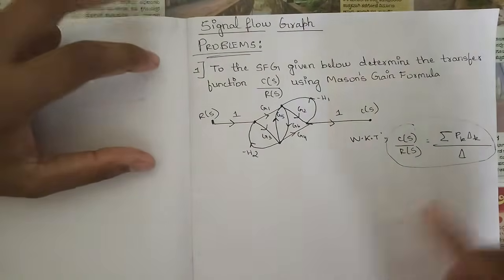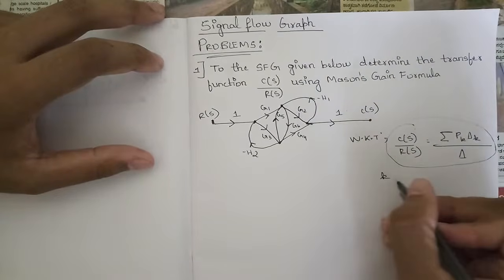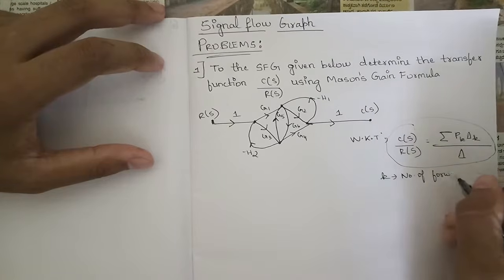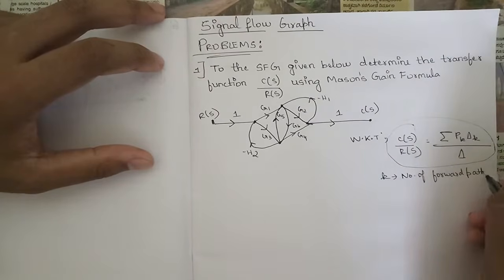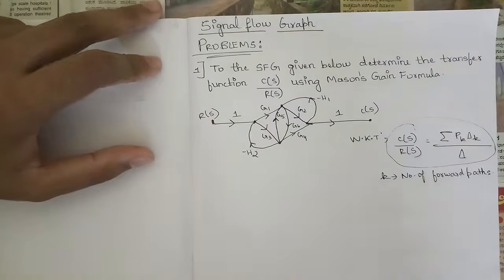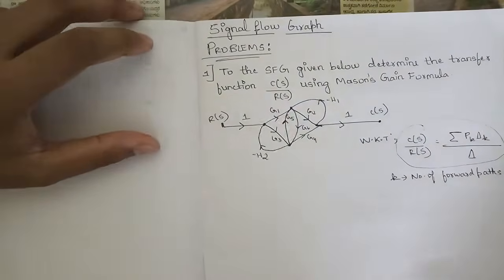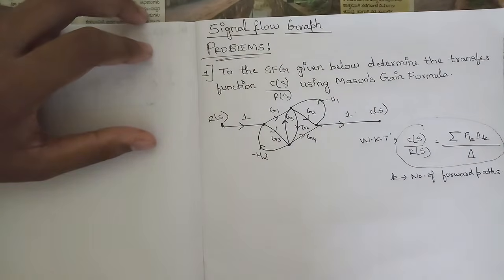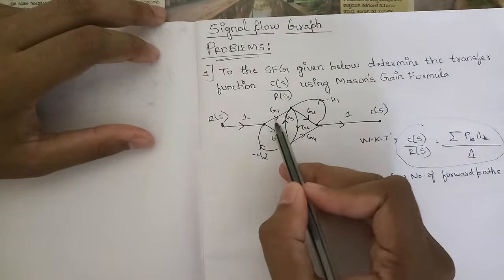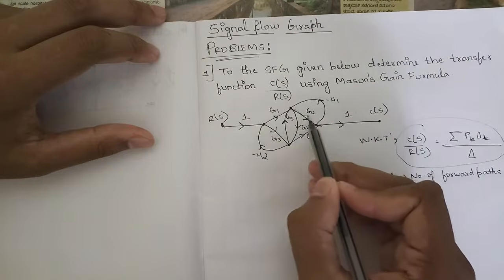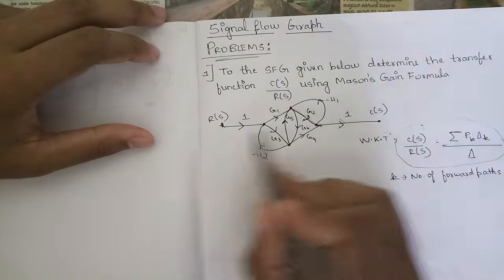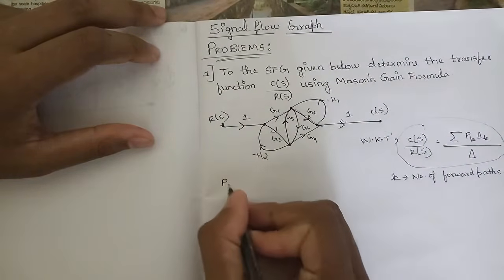First, in the formula we need to know what K is. K is considered as the number of forward paths. So first we need to calculate the forward path gains, and we need to know how many forward paths there are in this problem. Let's start with the counting of forward paths. The first simple forward path you can see here is 1 into G1 into G2 into 1, from input to output. Correct? We have one forward path, so let's name that forward path as P1.